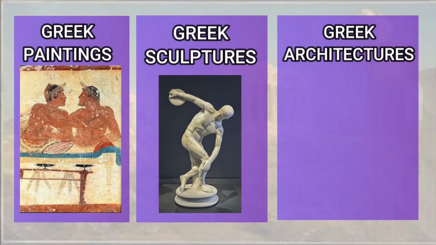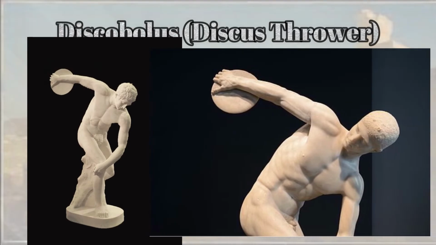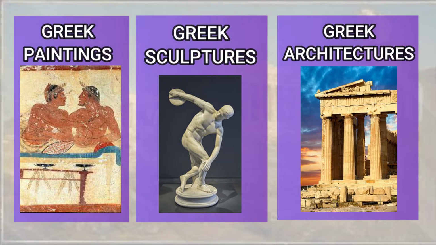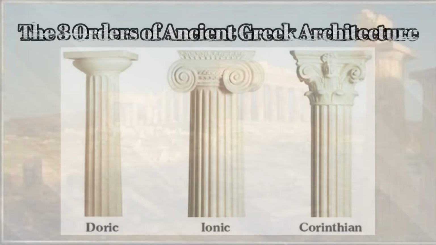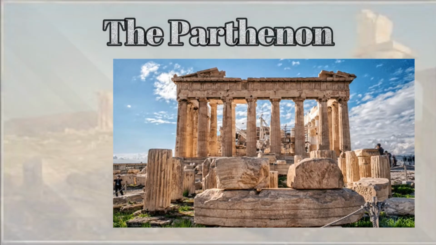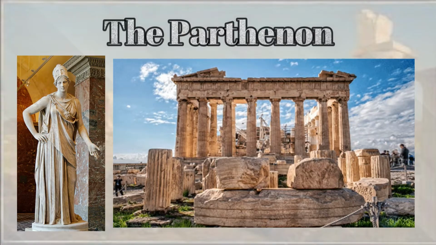Greek sculptures. One of the well-known works of Hellenistic Greek art is the Discobolus. Greek architectures. The Greeks constructed the majority of their temples and government buildings in three styles: Doric, Ionic, and Corinthian. The Parthenon is a prominent Doric-style temple dedicated to the goddess Athena.